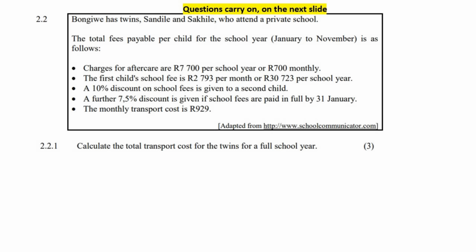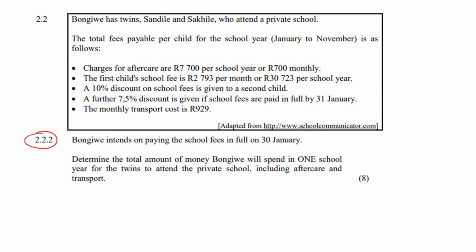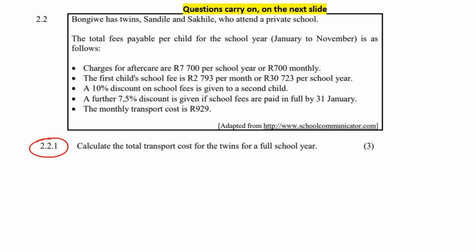This question will be broken up into parts. So we've got the first question over here and then a second question on the next page. So Bongiwe has twins. Their names are Sandile and Sakile, who attend a private school. Okay, so we've got the parent Bongiwe, and Bongiwe has twins, and that's Sandile and Sakile. The total fees payable per child for the school year is as follows. So this is per child, okay?